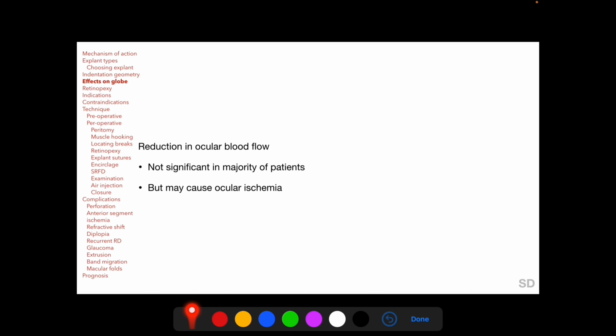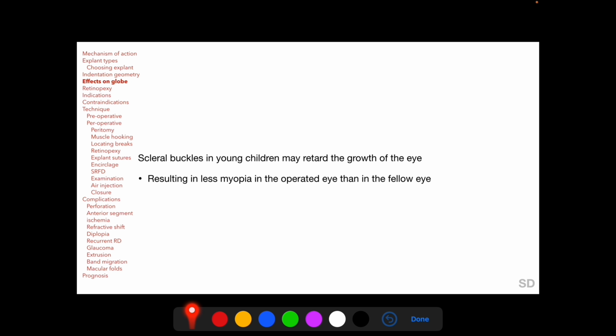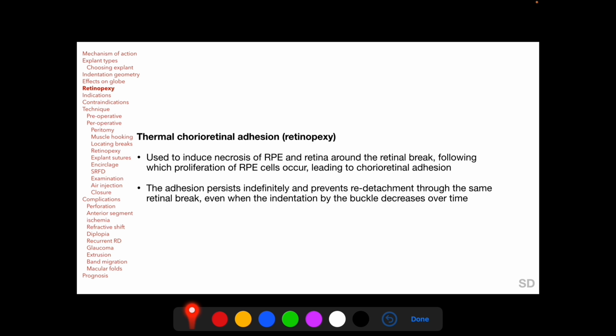Scleral buckling can reduce ocular blood flow, particularly that in the choroid, and scleral buckling in young children may retard the growth of the eye. Retinopexy or chorioretinal adhesion, which we have discussed in a previous session, is performed in the majority of eyes undergoing scleral buckling.